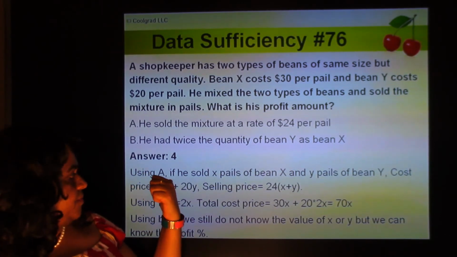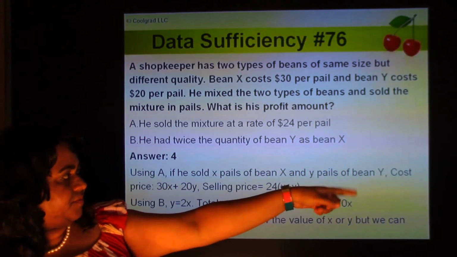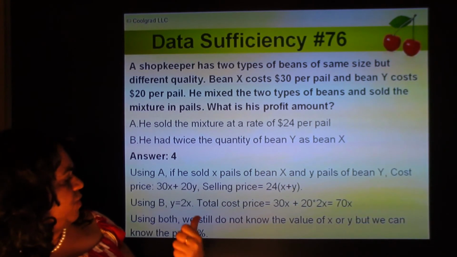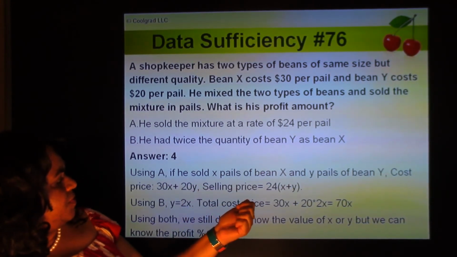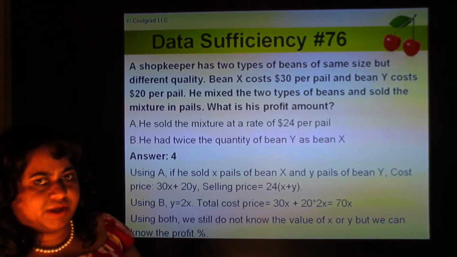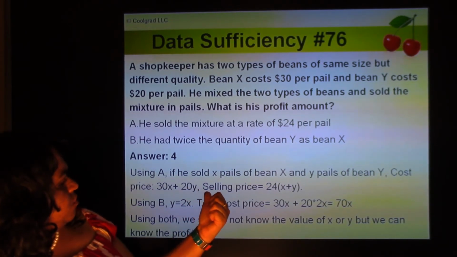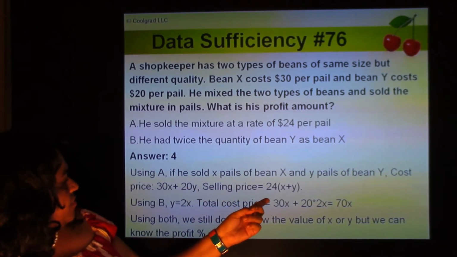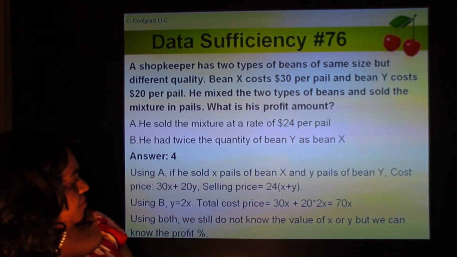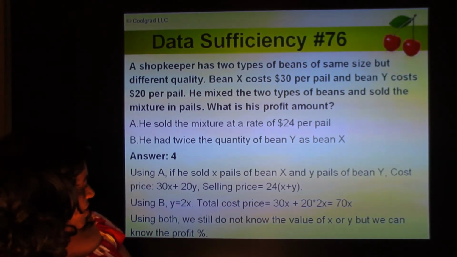So using statement A, if he sold x pails of bean x and y pails of bean Y, cost price would be 30x plus 20y, and the selling price would be 24 times (x plus y). So he mixed x plus y together and sold them at 24. So what is the profit amount? That would be 24 times (x plus y) minus 30x minus 20y, right? So the difference between selling price and cost price would be the profit.